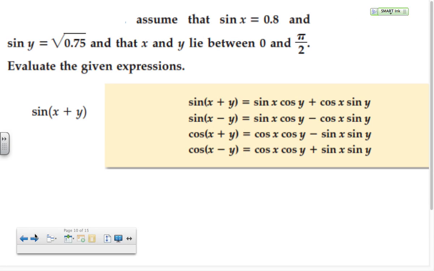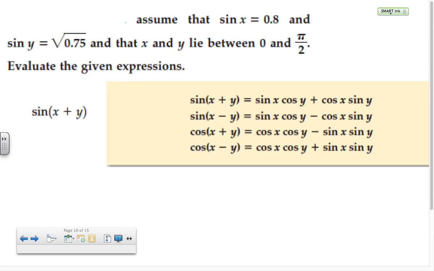So this one's an interesting one. It says assume that sine of x equals 0.8 and that sine of y equals the square root of 0.75, and that x and y lie between 0 and pi over 2, which means everything's going to be positive. Evaluate the given expression: sine of x plus y. So in this, we're going to have to find cosine of x and cosine of y. We can't do this without knowing these two. So what we have to do is find the cosine of x and the cosine of y before we do anything else. So let's go ahead and do that first.